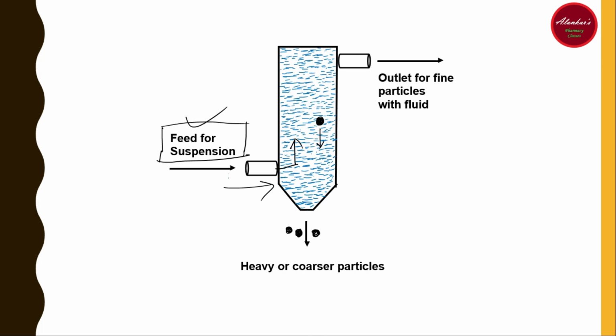But on the other hand, if there are lighter particles, they will be carried away by this fast vertically moving liquid, since the velocity of these particles is comparatively less than the liquid, and that's why they will be trapped and moved along with this liquid to the outlet for fine particles. In this way, the lighter portion is separated from the heavier portion. This is the working of the single elutriation tank.